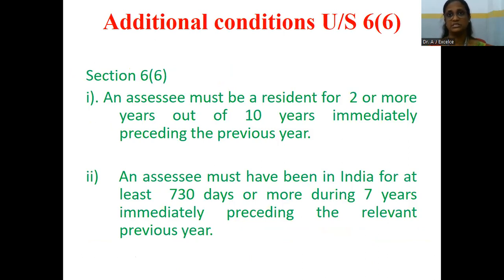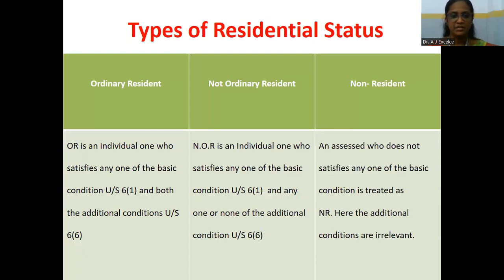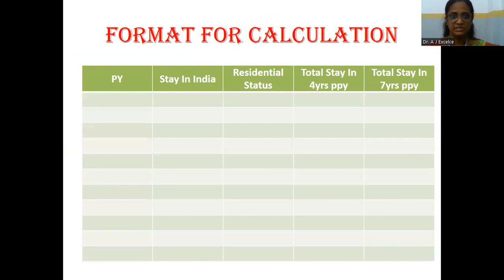Now we will see about the additional conditions that come under section 6 subsection 6. In that, the assessee must have been in India for 2 years out of the 10 years preceding the previous year, and the assessee must have been in India for 730 days out of the 7 years preceding the previous year. These are the additional conditions. Depending upon the satisfaction of the basic conditions and additional conditions, the residential status will be determined.